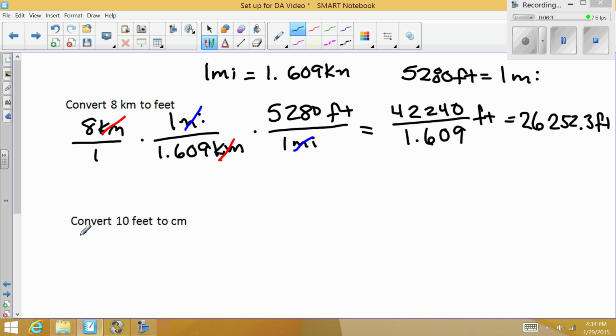Okay, so convert 10 kilometers to centimeters. You might want to pause for a moment and try this problem on your own, and then start playing the video again to see if we end up with the same result.